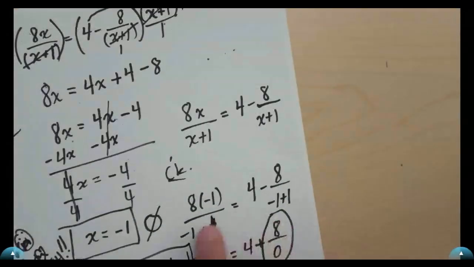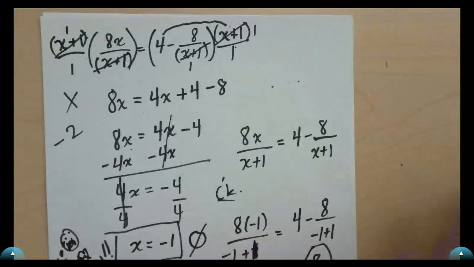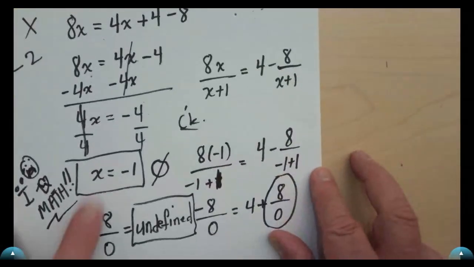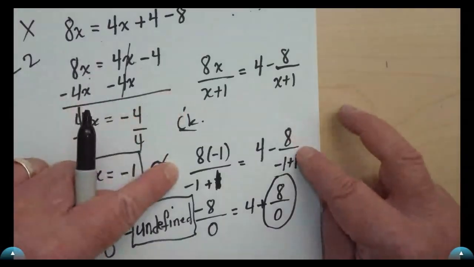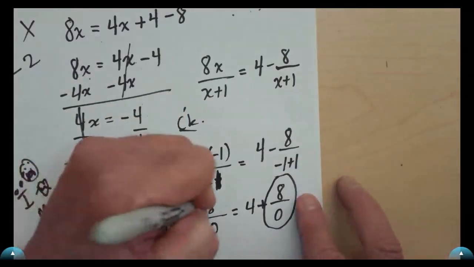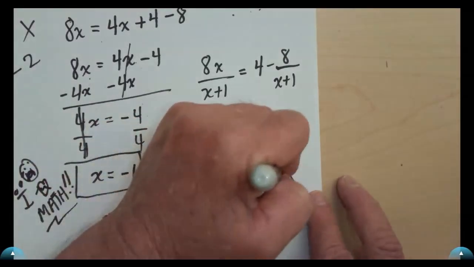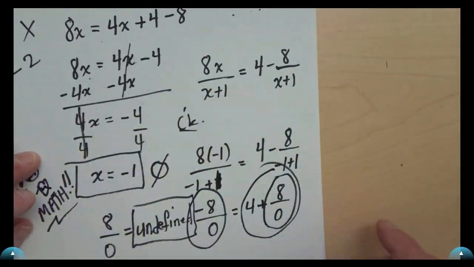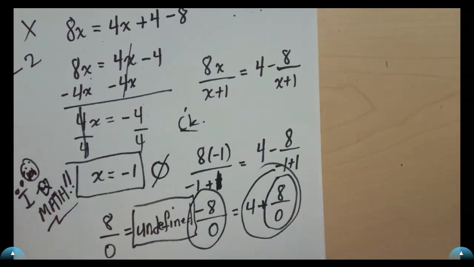So back to our problem here where we were checking our work. And so we had plugged our proposed solution, -1, in. And when we do, it turns out that our entire equation becomes undefined. Do y'all see that? There's no such thing as division by 0. So for that reason, here's how you have to look at these rational equations.